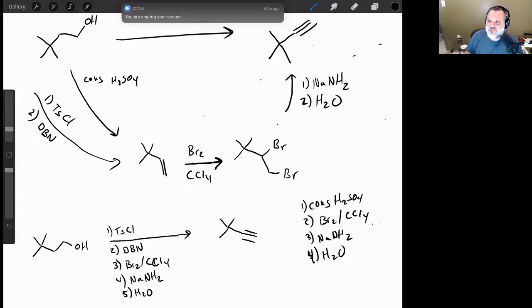Either one of those sets of synthesis steps is a perfectly acceptable solution to the original synthesis problem. There will usually be more than one way to solve a synthesis. And so what I want to do is I'm going to stop it right there.